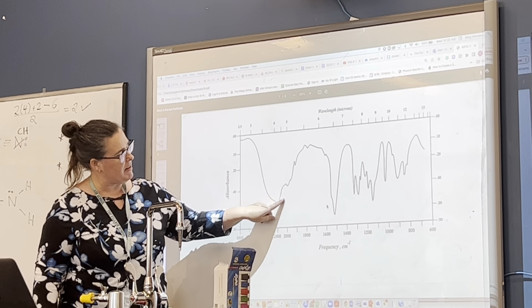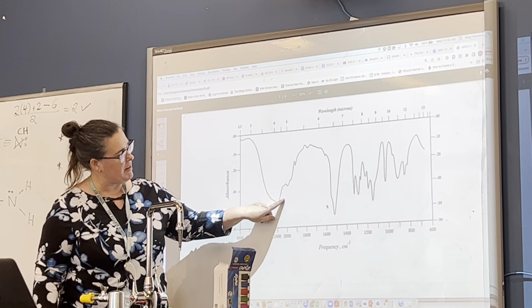And I don't expect NHs in your world. Do we identify the bonds based on whether they're on this side or that side, or is it just the shape? It's the shape and a location. So here in the 3000s with something broad, it's an OH. Here in the 2000s with nothing so broad, it's probably a CH.